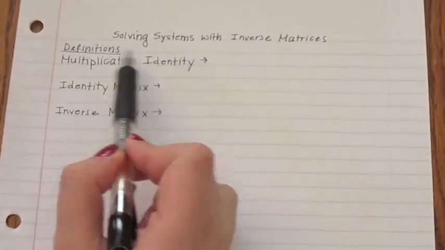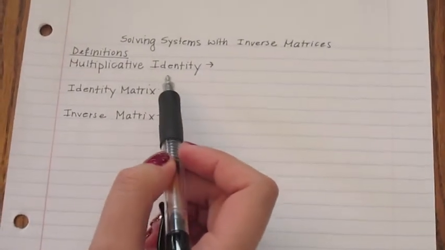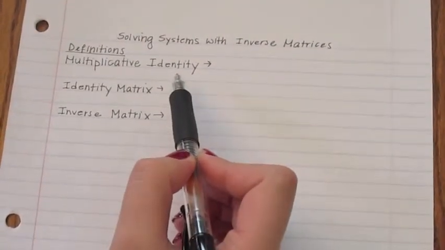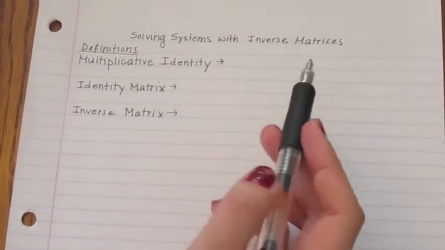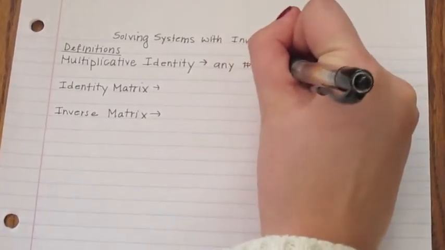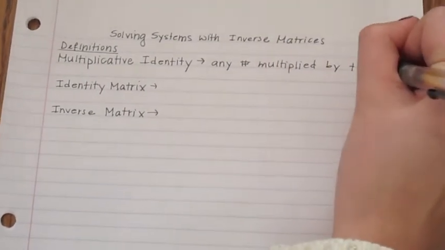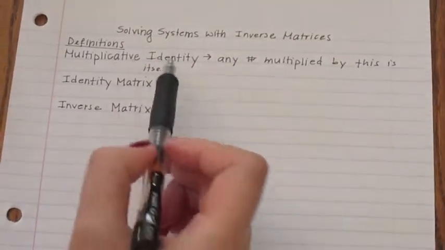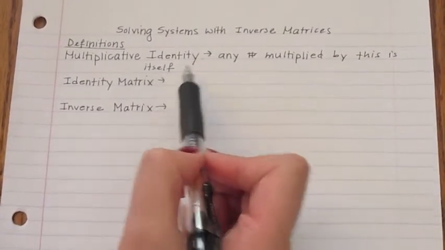And we have worked with multiplicative identities before with real numbers. We don't normally call it the multiplicative identity, but 1 is the multiplicative identity for real numbers because 1 times anything is itself, or anything times 1 is itself. So we'll write the multiplicative identity as any number multiplied by this is itself.